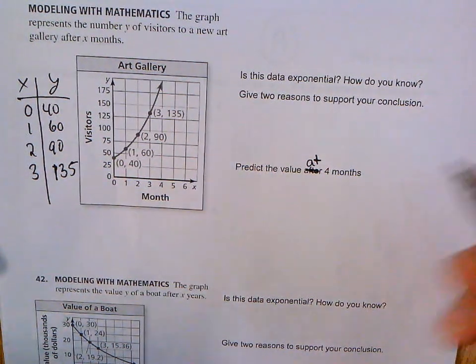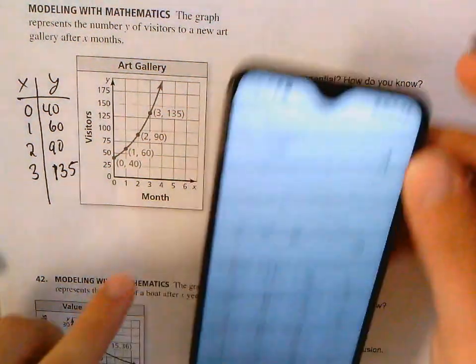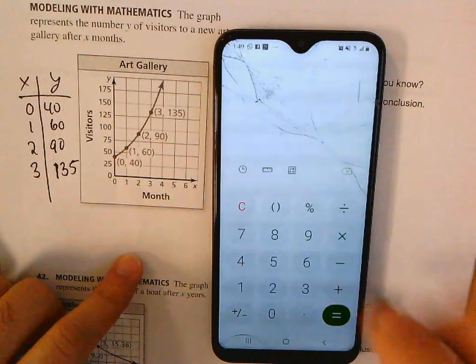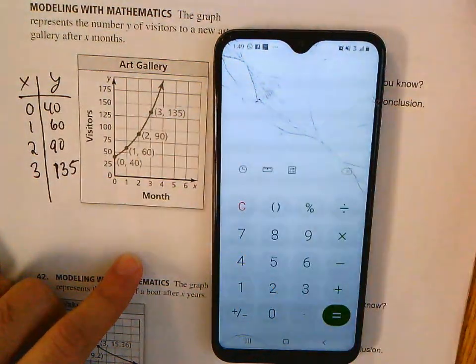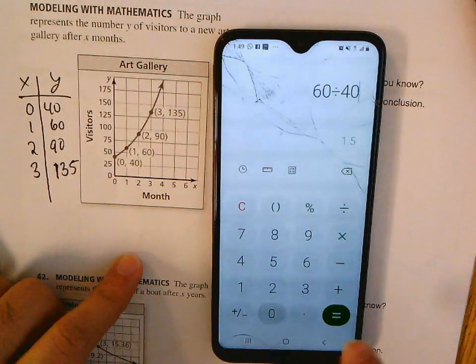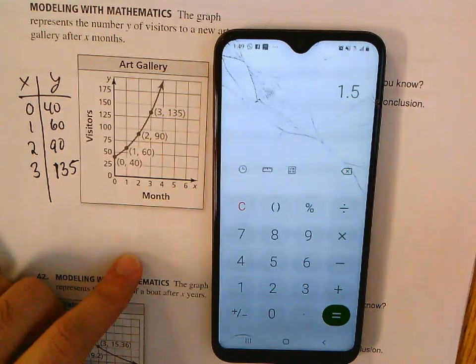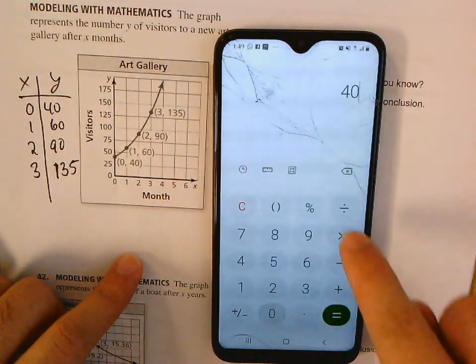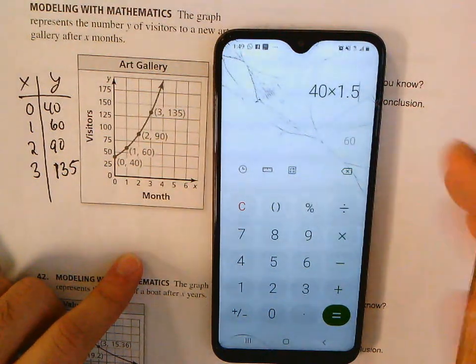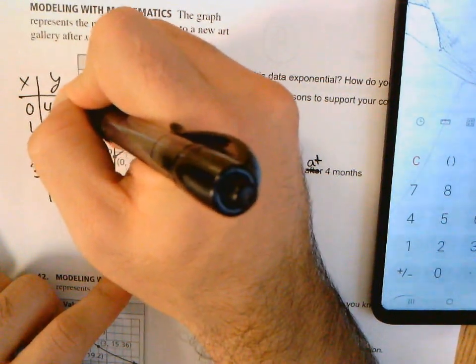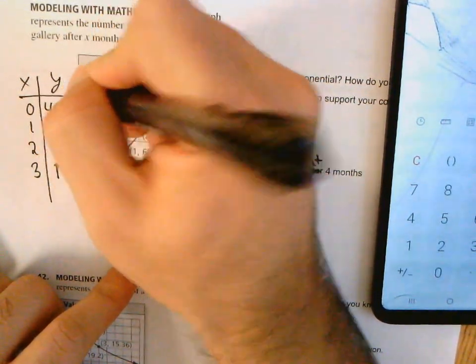So in order to find out my common ratio, I'm going to pick two numbers, in this case 60 and 40, and I'm going to divide my second number by my first number. 60 divided by 40 gives me 1.5. So that means that 40 times 1.5 gives me 60. So from 40 to 60, I increase by multiplying 40 times 1.5.